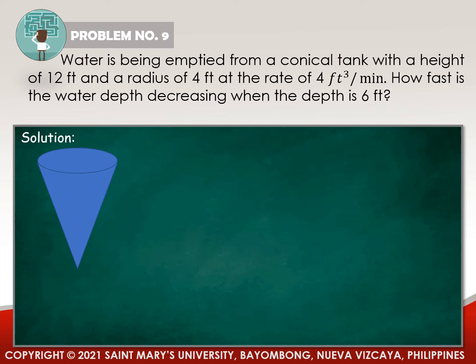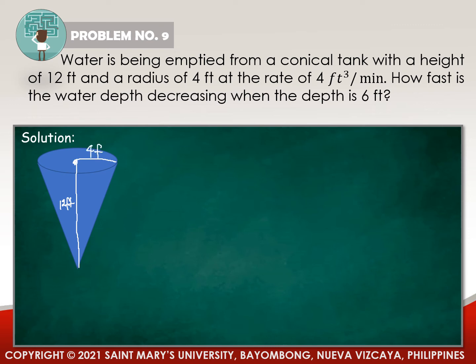Okay, so first we identify the given. So sabi dun sa problem, the water is being emptied from 12 feet ang height. So, the height is 12 feet. And the radius is 4 feet.